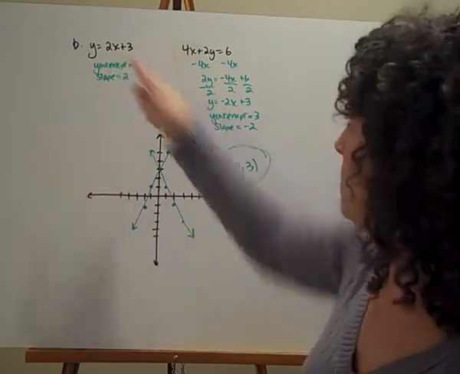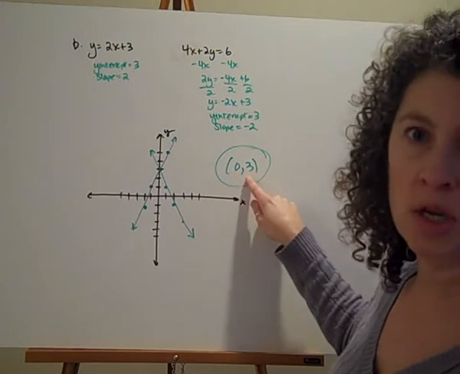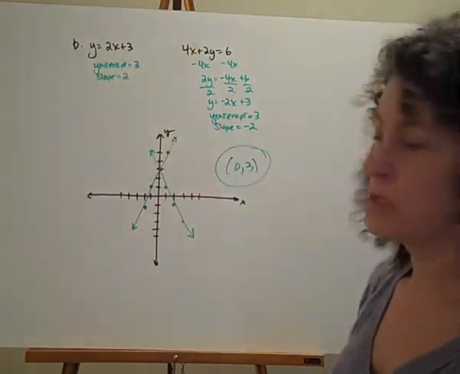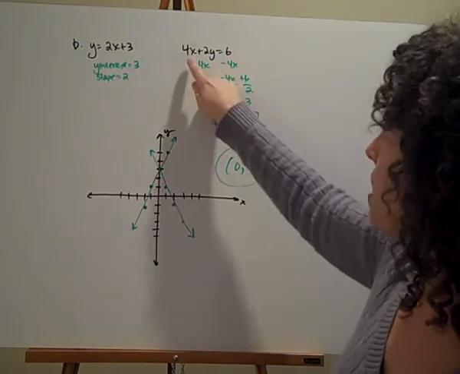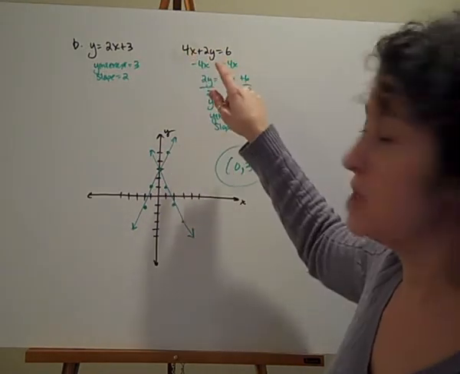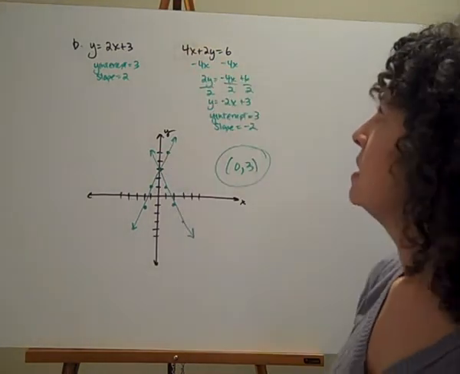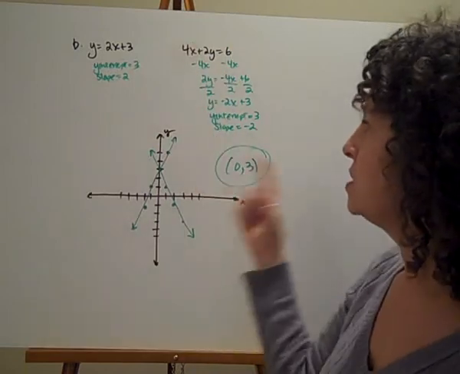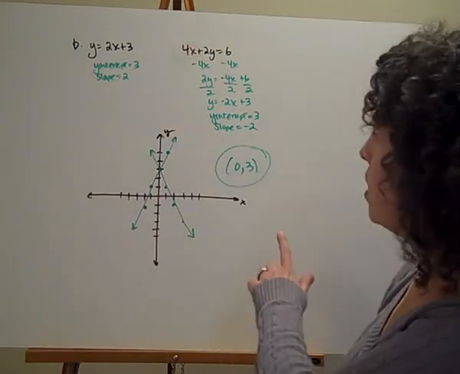So how this works, if I plug in 0 for my x, I should get 3 for my y. So 2 times 0 is 0 plus 3. That equals 3. Let's try 0 and 3 in this one. 4 times 0 is 0, plus 2 times 3. 2 times 3 is 6. 0 plus 6 is 6. Is 6 equal to 6? Yes, it is. So this ordered pair works in both equations, so it is the solution for our system.